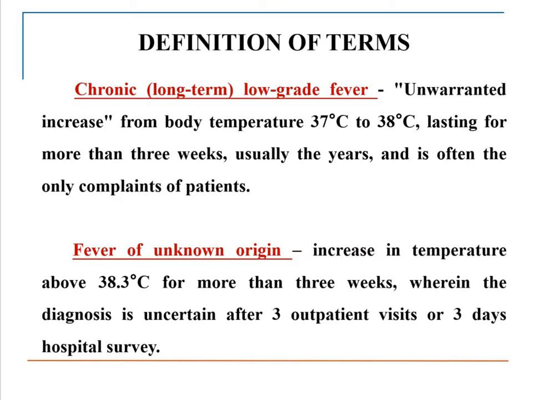Differences between low-grade fever and fever of unknown origin. Low-grade fever: unwarranted increase of body temperature from 37 to 38 degrees Celsius, lasting for more than 3 weeks, usually for years, and is often the only complaint of patients. And fever of unknown origin: increase in temperature above 38.3 degrees Celsius for more than 3 weeks, wherein the diagnosis is uncertain after 3 outpatient visits or 3 days of hospital survey.